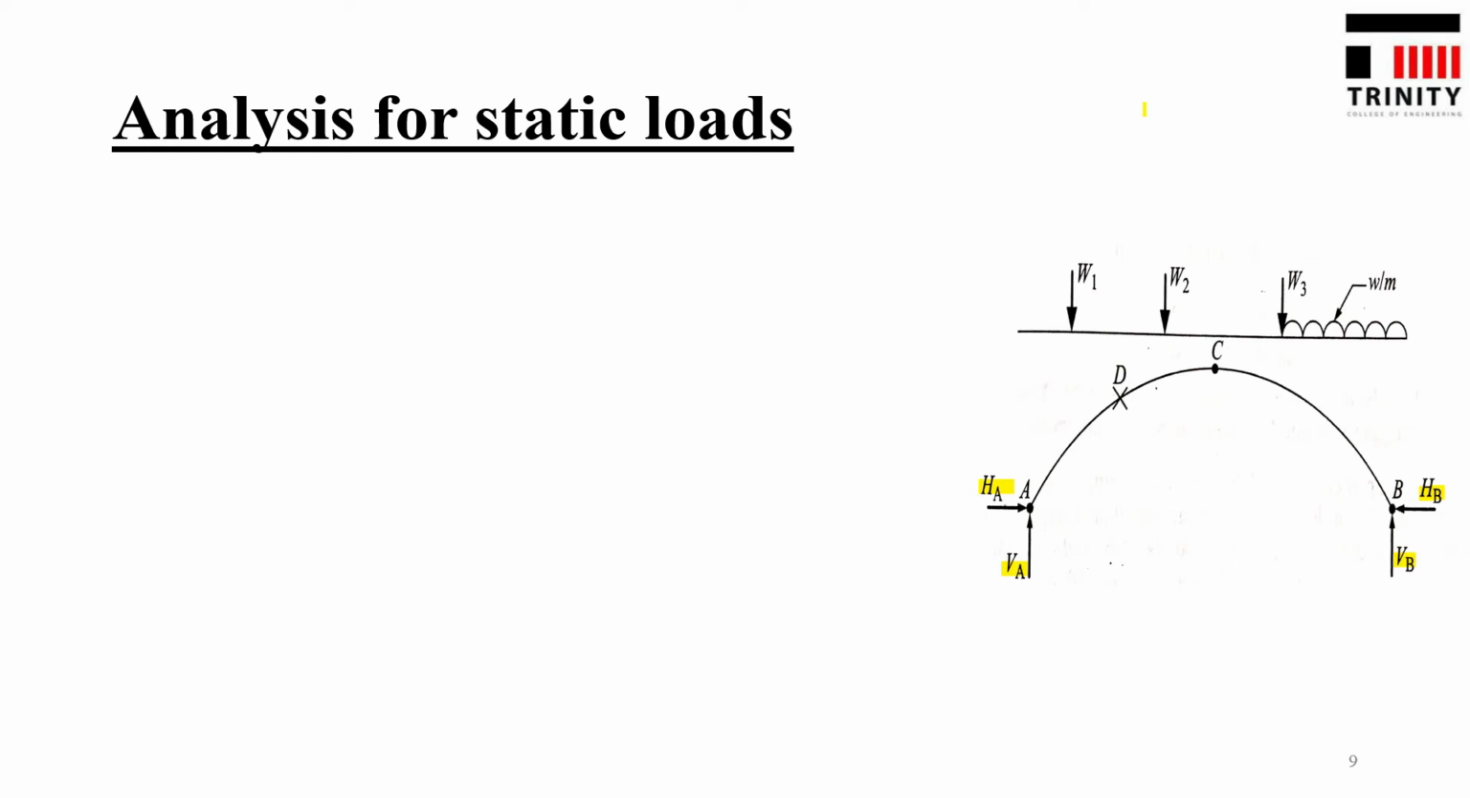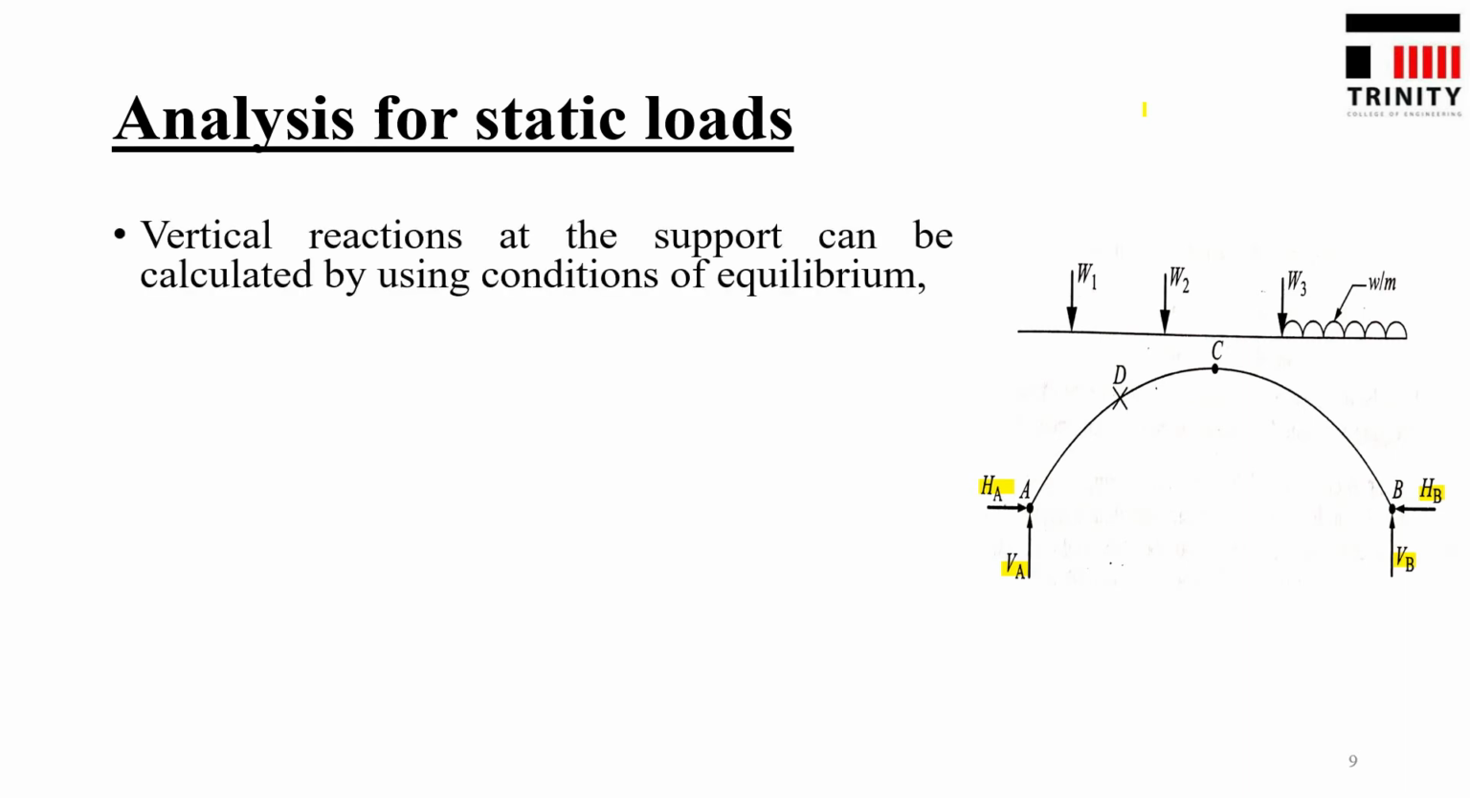So for the analysis of such 3-hinge arches, the first step that you need to follow is to determine the vertical support reactions by using conditions of equilibrium, sigma Fv is equal to 0 and sigma M is equal to 0. It is similar to the support reaction calculations in a simply supported beam.